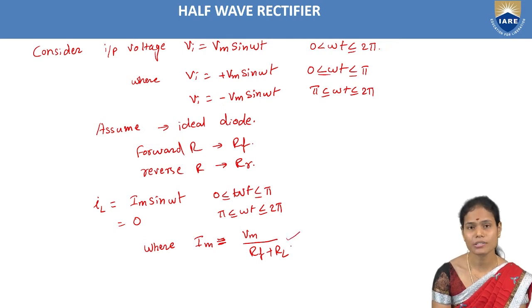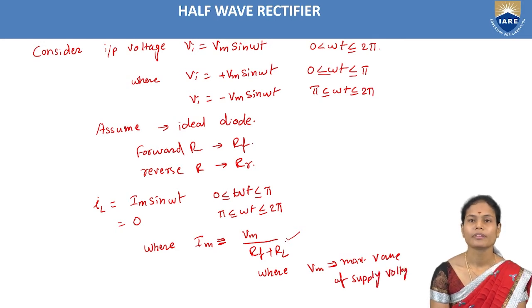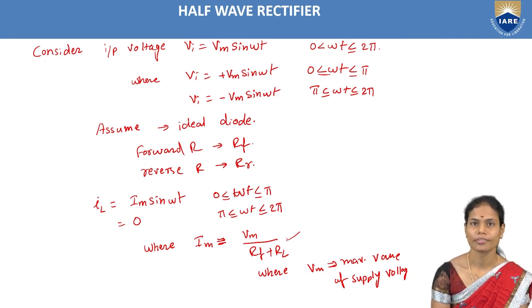So to find the maximum peak of the output current, we have to use Vm by Rf plus RL. What is meant by Vm here? This is the maximum value of the supply voltage. These are the things required to calculate the parameters of the half wave rectifier.